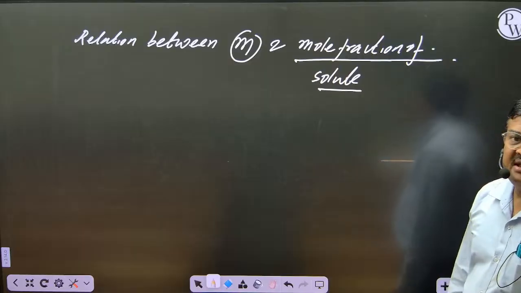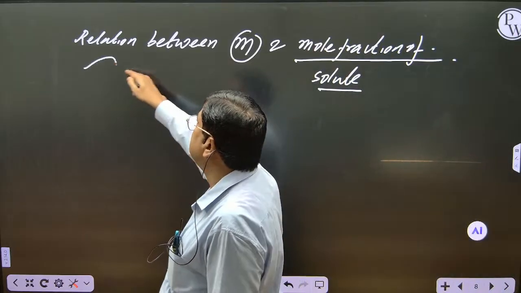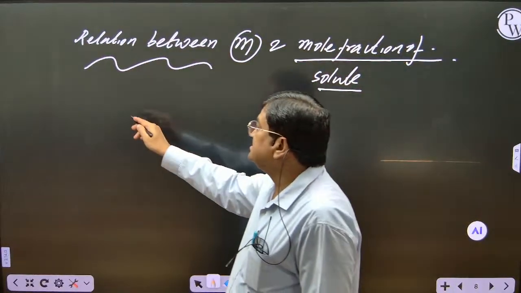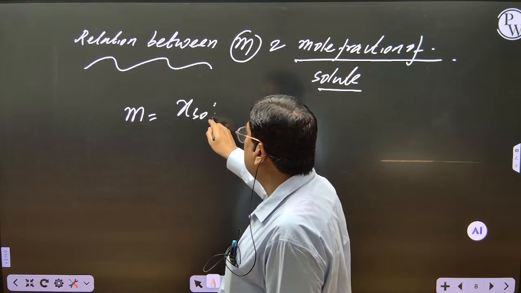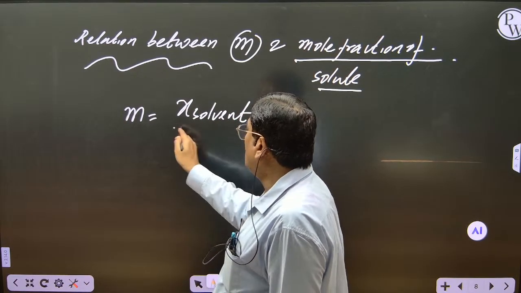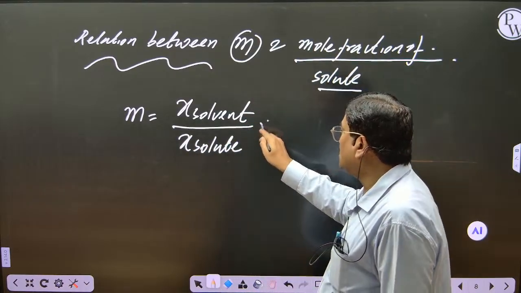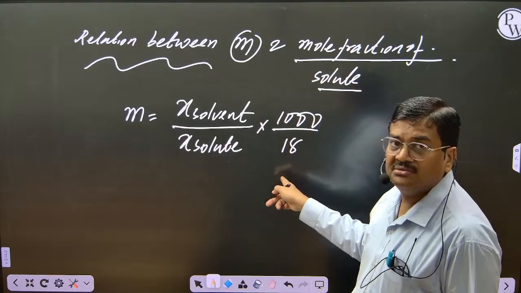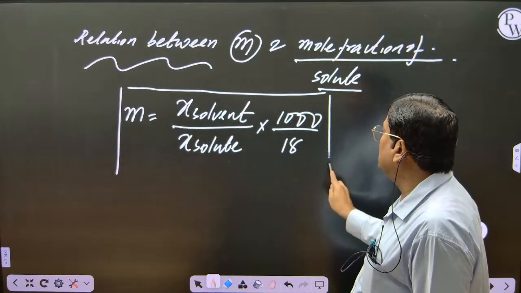So one important relation is there, make a note. There is a simplified formula for the relation between molality and mole fraction. See, what is that relation? Molality is equal to mole fraction of solute by mole fraction of solvent into 1000 by 18. 18 is what? Molar mass of water. This relation is important from the exam point of view.